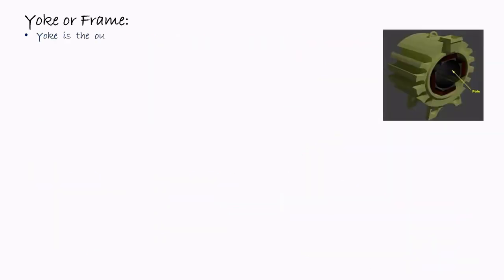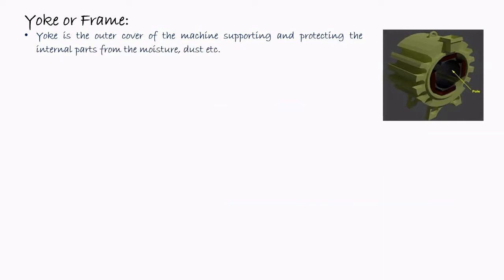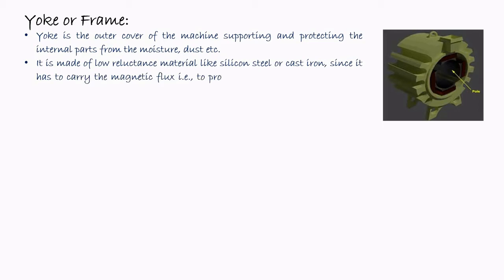So first is the frame or yoke. Yoke is the outer cover of the machine, supporting and protecting the internal parts from moisture, dust, etc. So this is the construction of the frame. Normally the frame of the DC machine looks like that. It is made of low reluctance material like silicon steel or cast iron since it has to carry the magnetic flux, that is to provide the closed path for the flux produced through the pole.